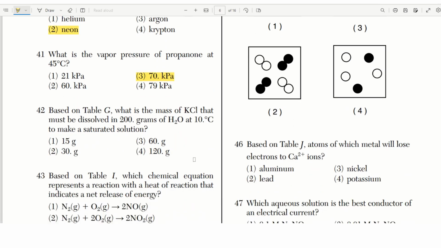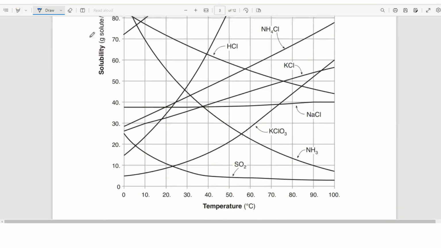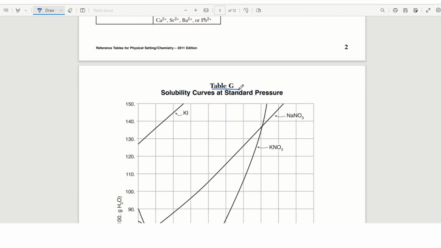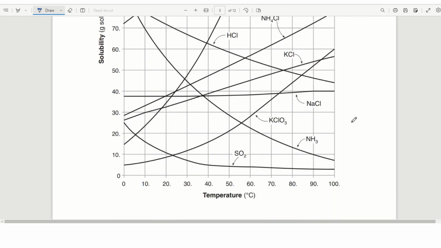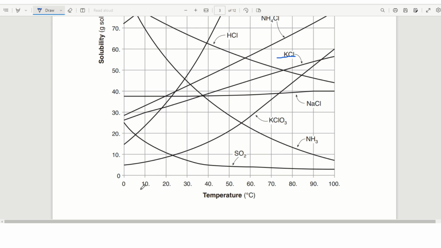And now, based on table G, what is the mass of KCl that must be dissolved in 200 grams of water at 10 degrees Celsius to make a saturated solution? Okay, this one is a lot, so let's go to table G. All right, so probably going to have to zoom out a little bit. All right, so here's table G. What substance do I need? KCl. Oh, luckily it's right here, so I can have enough. There we go, a little easier to see. So KCl is what I'm looking at. And what temperature did I want? 10 degrees Celsius. All right.